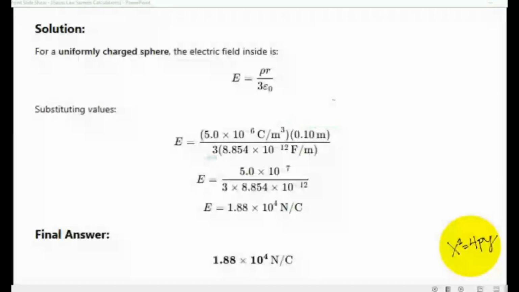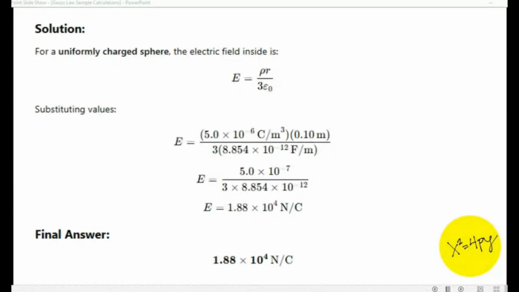Now, performing the operation and the cancellation of units, you should have the final answer of 1.88 times 10 raised to 4 newton per coulomb. So you may use your calculator directly in solving this.